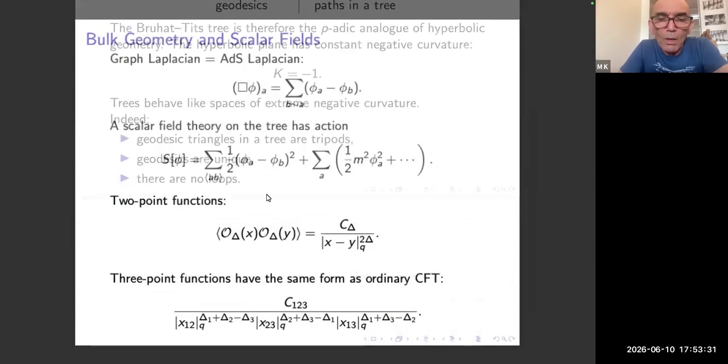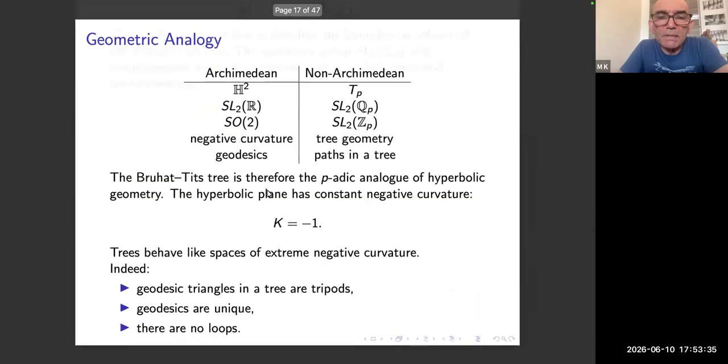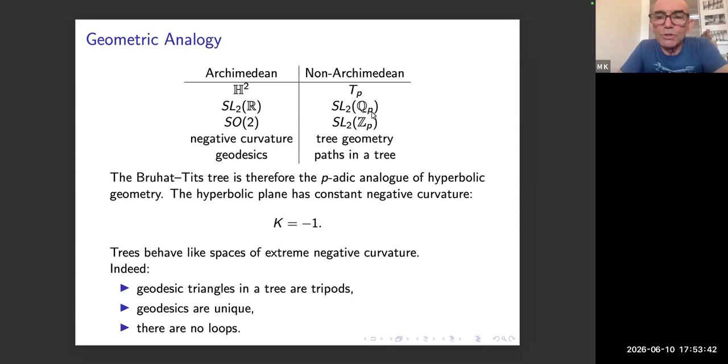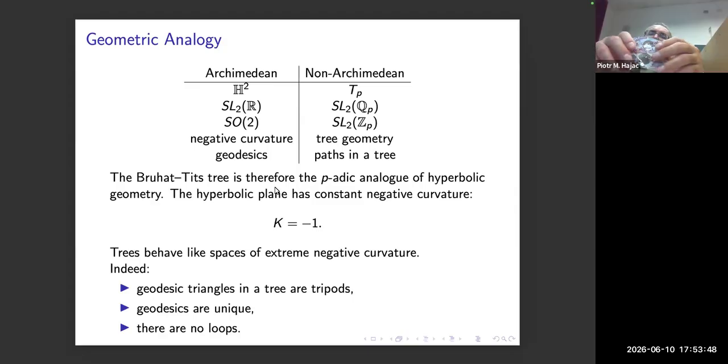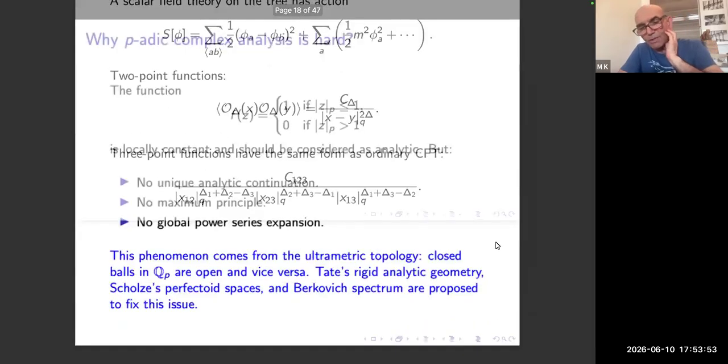Sorry, can you say again what this TP was at the very beginning? Oh, TP. TP is the analog of the Poincare upper half plane. Okay. Yeah, this is the quotient of SL2QP by SL2ZP. It's like the analog on the left-hand side. Yeah. Thank you. Okay. So I don't want to tell you about that now.